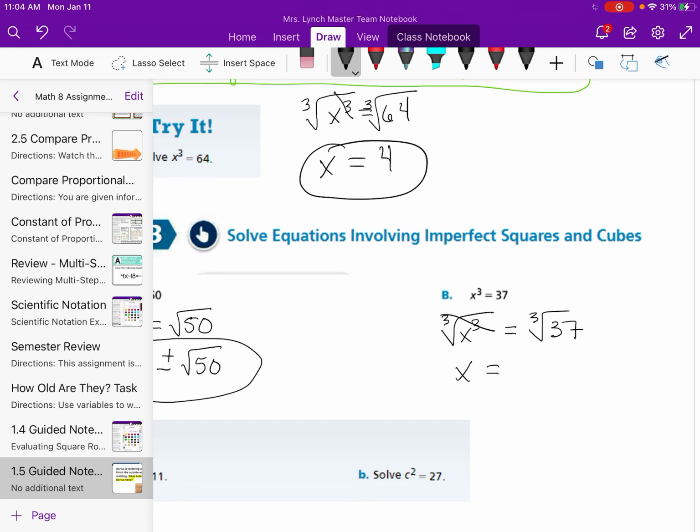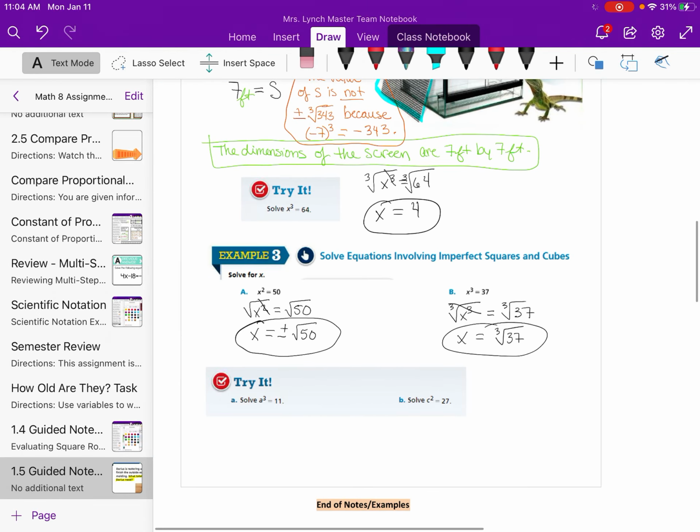As we saw earlier, 4 times 4 times 4 was 64. If we tried 3 times 3 times 3, that's 27. So it's jumping right over this number. There's no perfect cubed root for 37. So we're just going to leave it exactly how it is. Again, you are welcome to type that into your calculator to figure out exactly what it is as a decimal if you're curious.